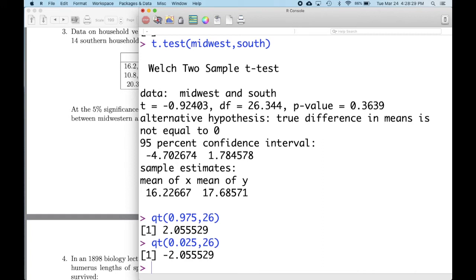So that's how we do number 3 with R. If for number 3, instead of 5% significance, I wanted to do 1% significance, we would do the same thing.